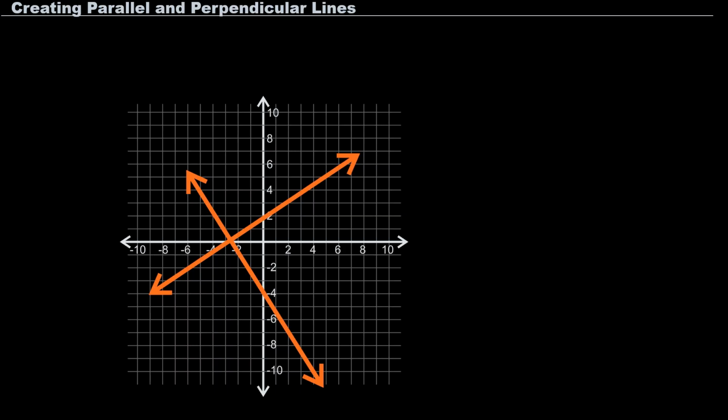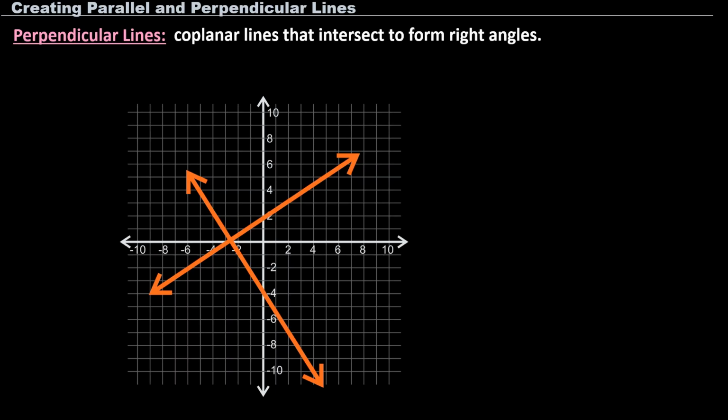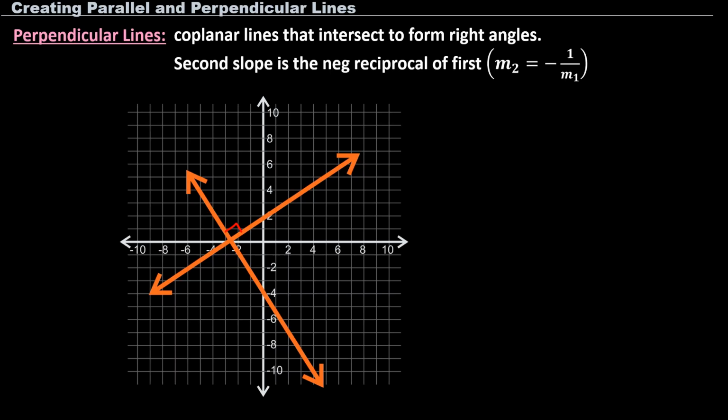Following that, we have another set of lines that are perpendicular lines. Perpendicular lines do intersect, but they intersect in such a way that they form a right angle at the point that they meet. Because they're forming this right angle, the second slope is a negative reciprocal of the first. That's a fancy way of just saying that it has the opposite sign and is flipped.